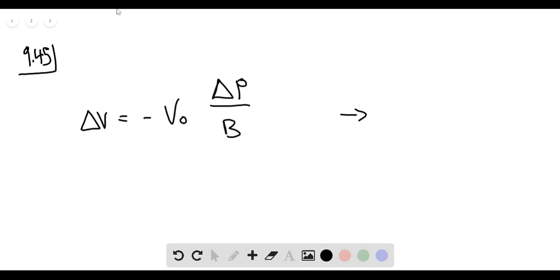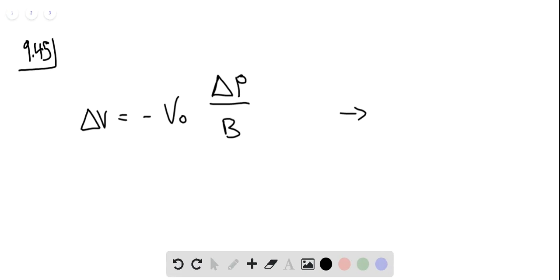All right, so here we have problem 45 from chapter 9. How much pressure is needed to compress the volume of an iron block by 0.10%? Express your answer in newtons per meter squared and compare to atmospheric pressure, which is 1.0 times 10 to the 5 newtons per meter squared.